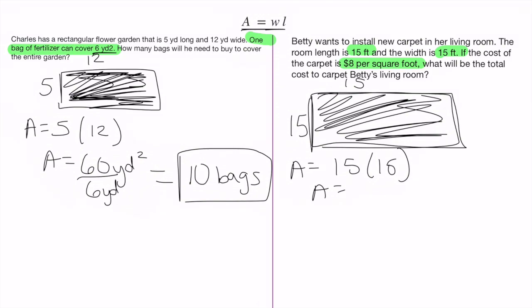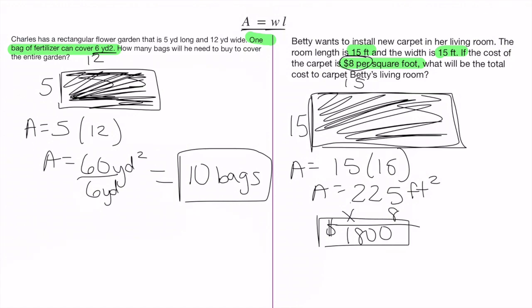which will give us an area of 225 square feet. And it's $8 per square foot. So every square foot that we have, it's going to cost us $8. So if we have 225 feet, we need to multiply that by $8 per square foot. And that will give us $1,800 to carpet this room. All right, so go ahead and try these next couple on your own.